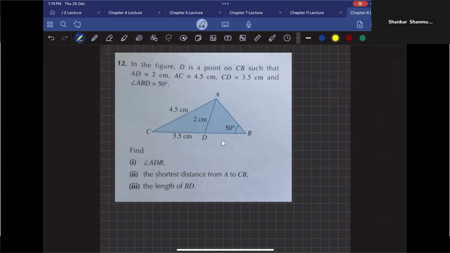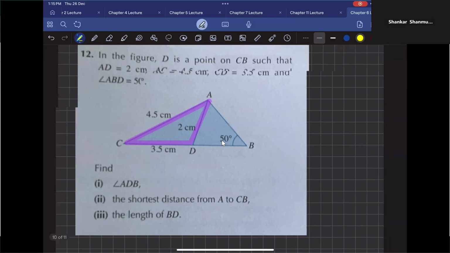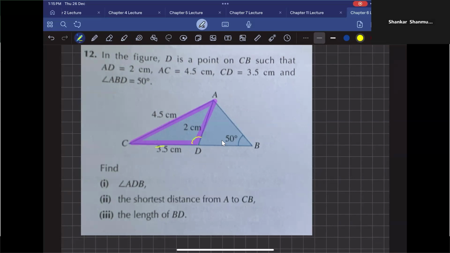So the question asks you to find angle ADB. If you just look at this triangle, you are given three sides, but you don't know any angles. So if I want to find ADB, one method I can think of is finding ADC first and then doing 180 minus that angle.